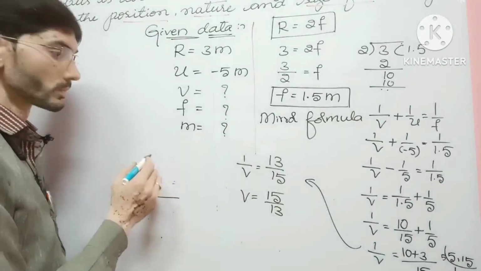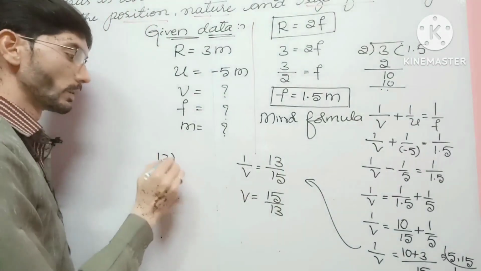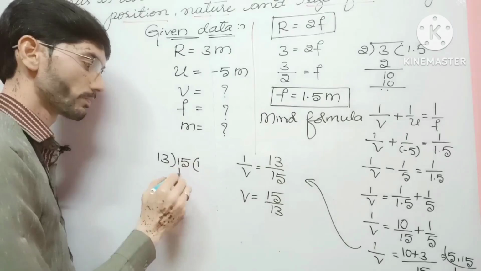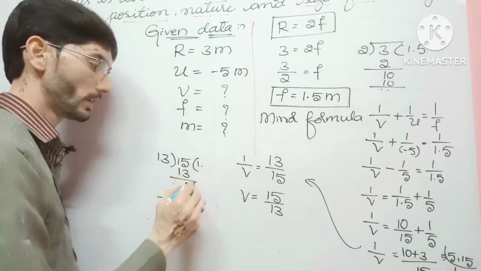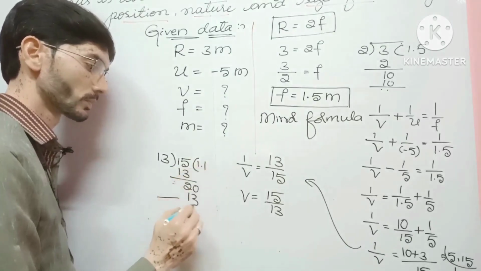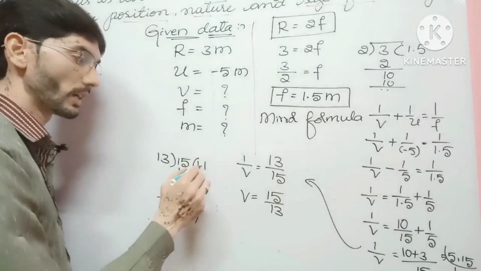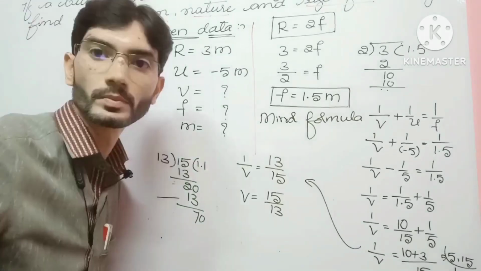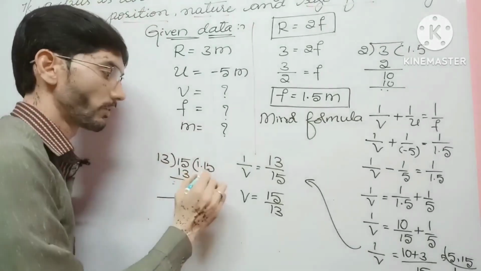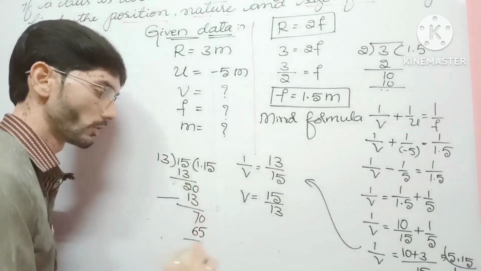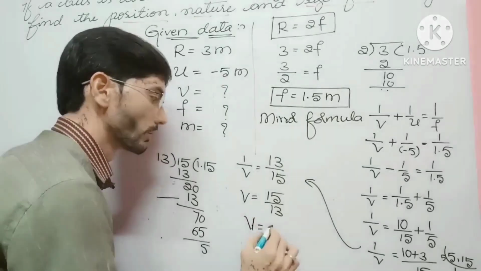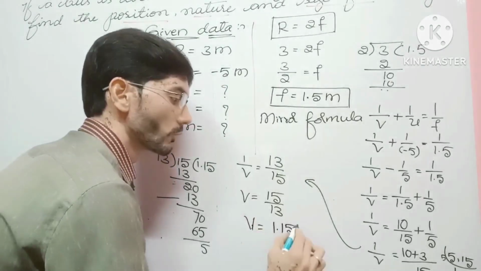Now let's move on to 13. Let's divide 15 by 13. 13 1s are 13, 2 left. Now 0, again 13 1s are 13. Now 7 left. Now the point we already have to put. Now 0, 13 5s are 65. Now 5 left. So it goes on like this. Now V is equal to 1.15 meter.